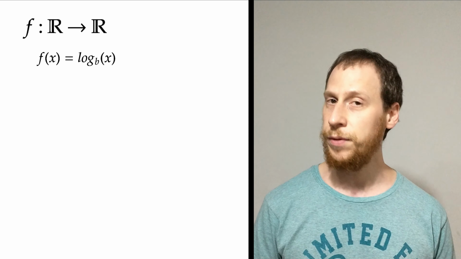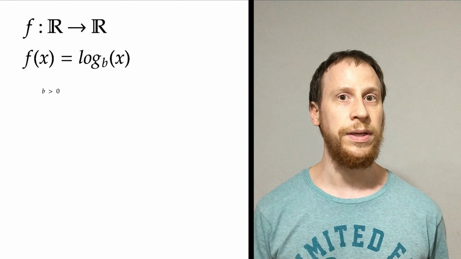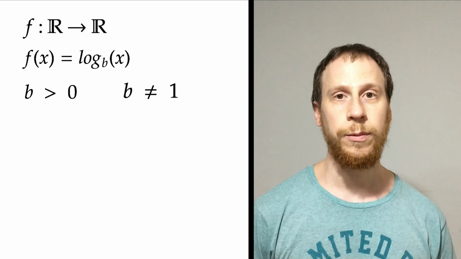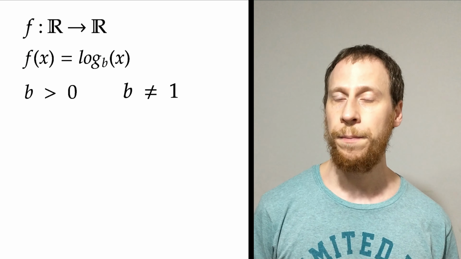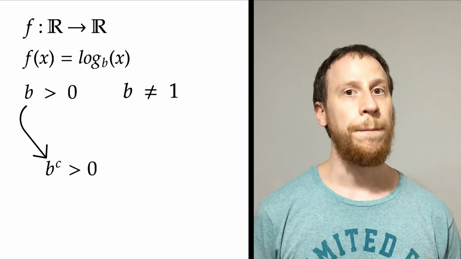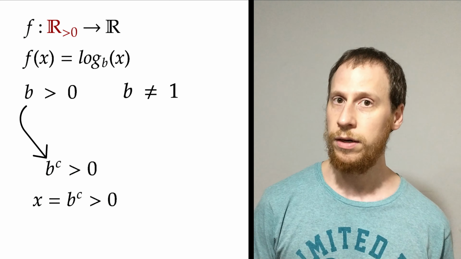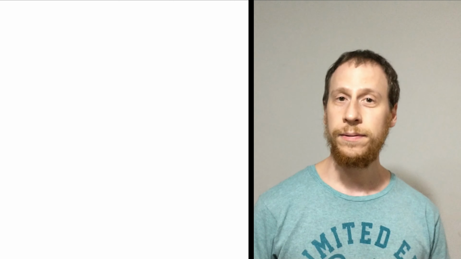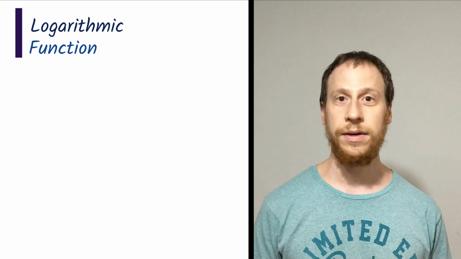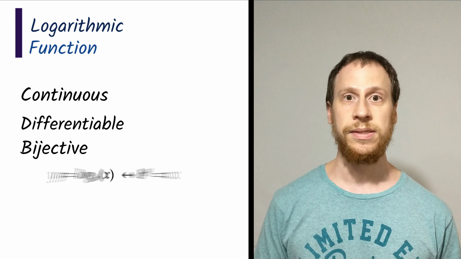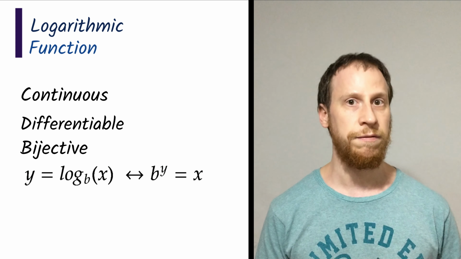To avoid this and have only functions between sets of real numbers, we will consider b to be a positive real number different than 1. So, since we need b to be a positive real number, b raised to any power is also going to have to be a positive real number. So the domain of this function is going to be the positive real numbers. So this is the logarithmic function. It's a great function. It's continuous, differentiable, it's bijective, its inverse function is the exponential function.